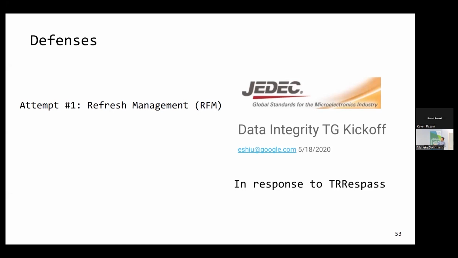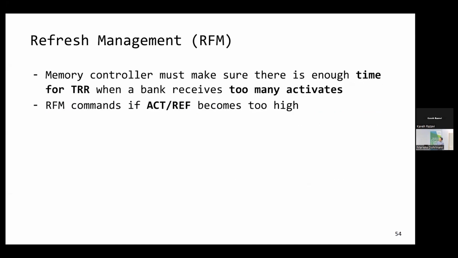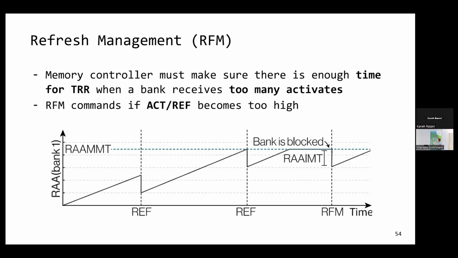So the first one is refresh management. This is something that is now natively deployed on DDR5, so you could actually buy devices that have this first attempt. This is called RFM. The idea is that whenever one of the banks receives a lot of activates, the memory controller should send these commands called RFM. The idea of these commands is to give time for the DRAM device to refresh more rows internally. So this is just a way for the memory controller to give more time for the DRAM device to do more mitigations.